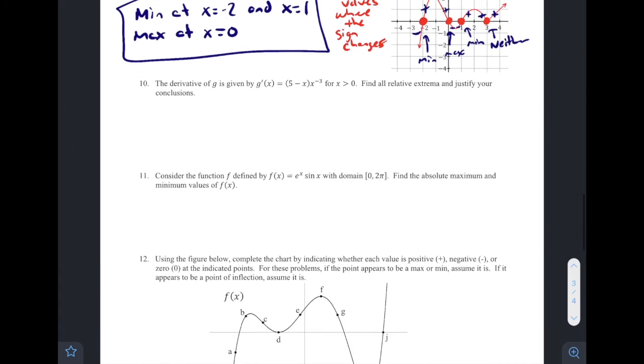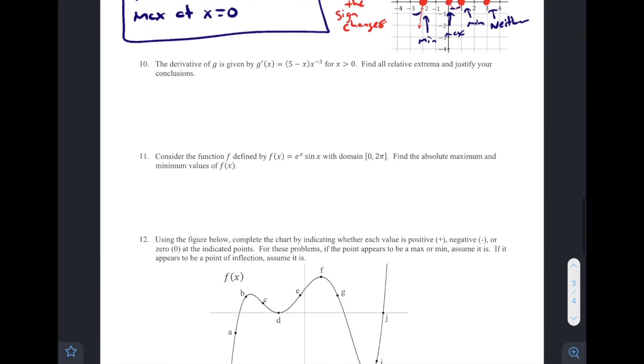Number 10, the derivative of g is given by this function. For x greater than 0, find all relative extrema and justify your conclusions. So first off, I don't like this negative exponent. I'm going to rewrite this as (5 minus x) to the x cubed, divided by x cubed, to make that positive.